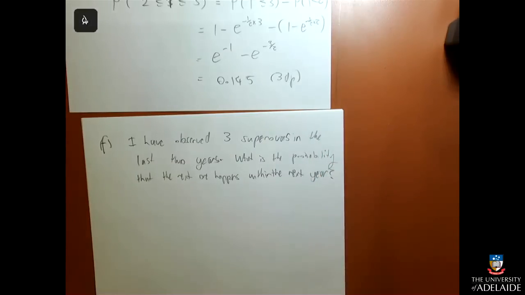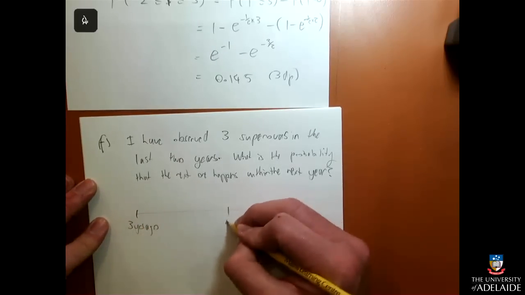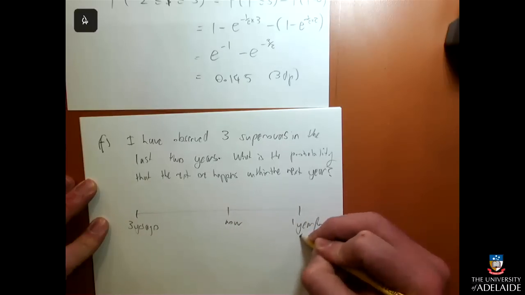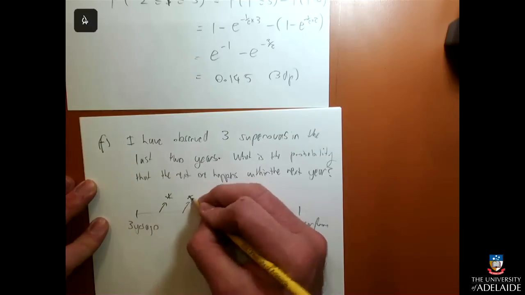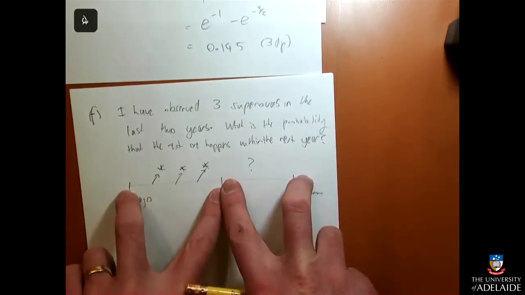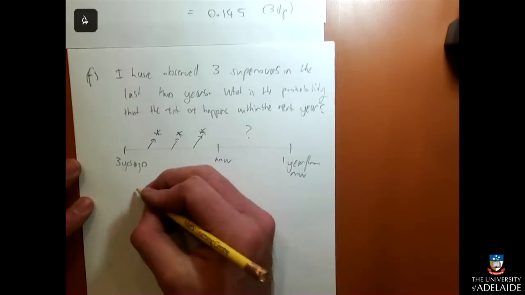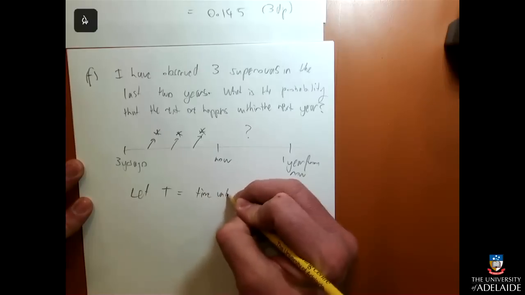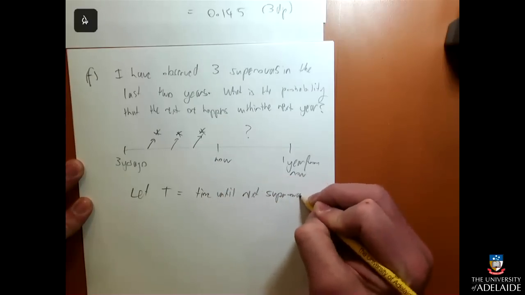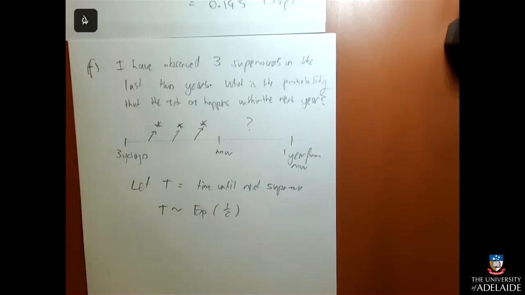So that answers your question. This is very careful. I'm going, okay, I've observed 3 in the last 2 years. What's the probability that the next one happens within the next year? And so in terms of my time, this is 3 years ago. This is now. This is 1 year from now. There are three of them here, and I want to know whether the next one happens in this zone. These are non-overlapping time intervals, which means they're independent. And so I can just use the time until the next event in this one here and ignore everything that happened before. So let t equal the time until the next supernova. t is an exponential distribution with rate a half. And I can do that because future time is independent of past time.